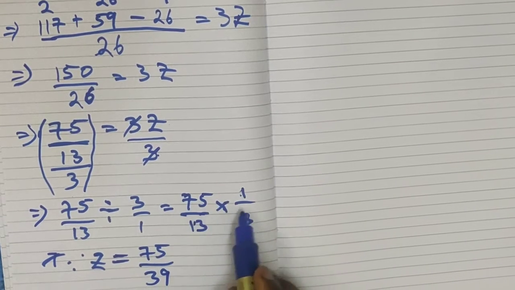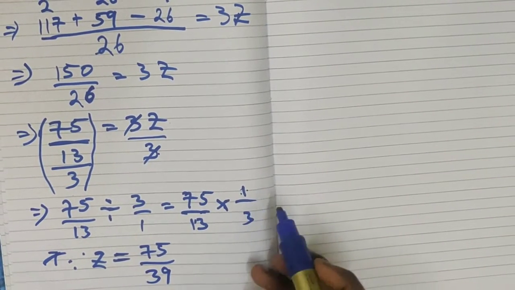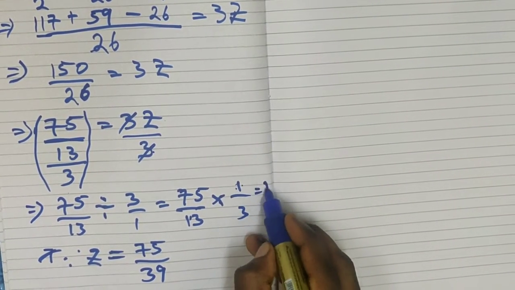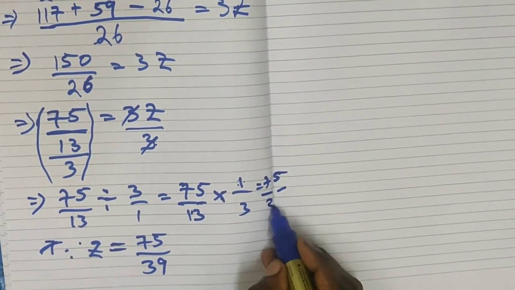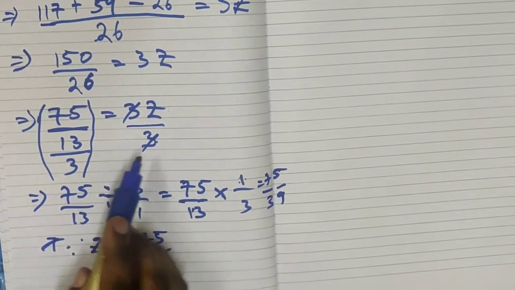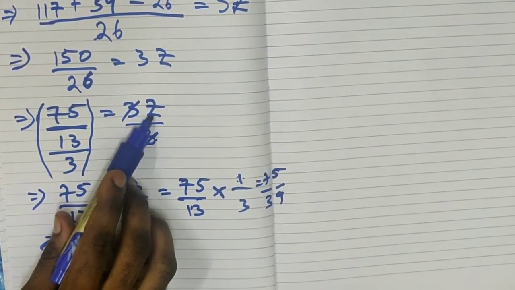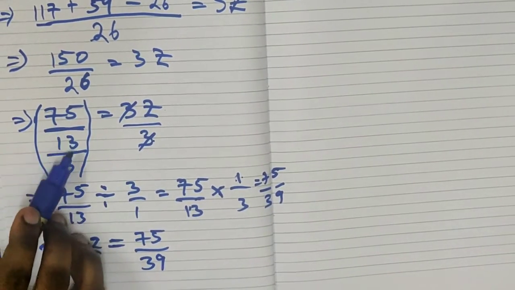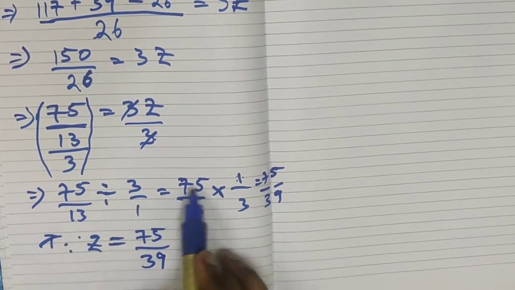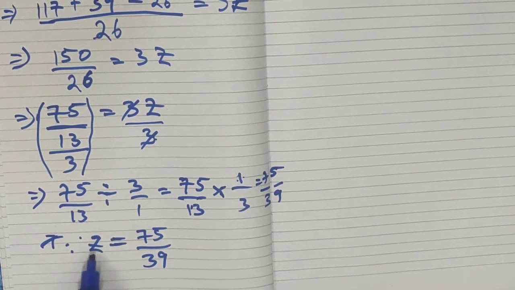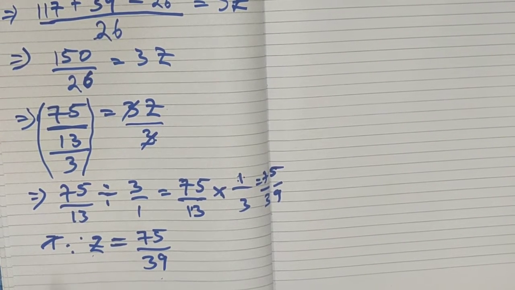So nothing can cancel here. 75 times 1 will give us 75. 13 times 2 will give us 39. But remember, this is our z. Z is equal to this division. So this is a solution for the division here. Is 75 on 39. Therefore our z is 75 on 39.